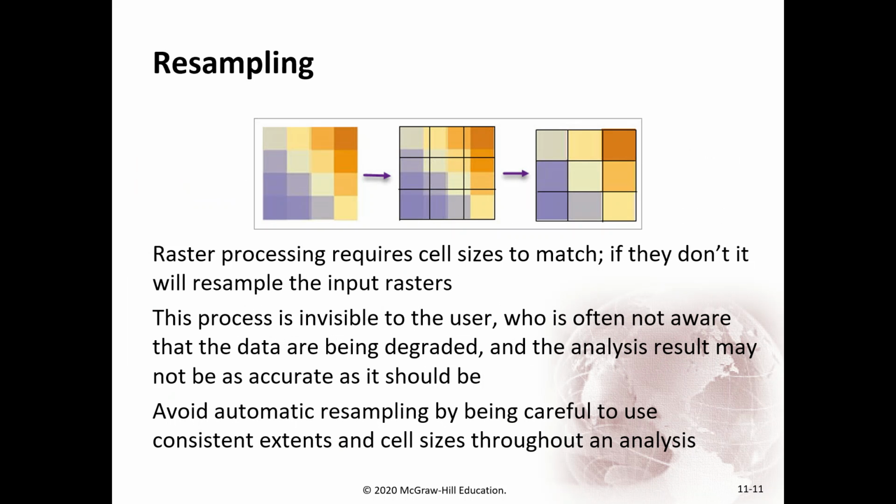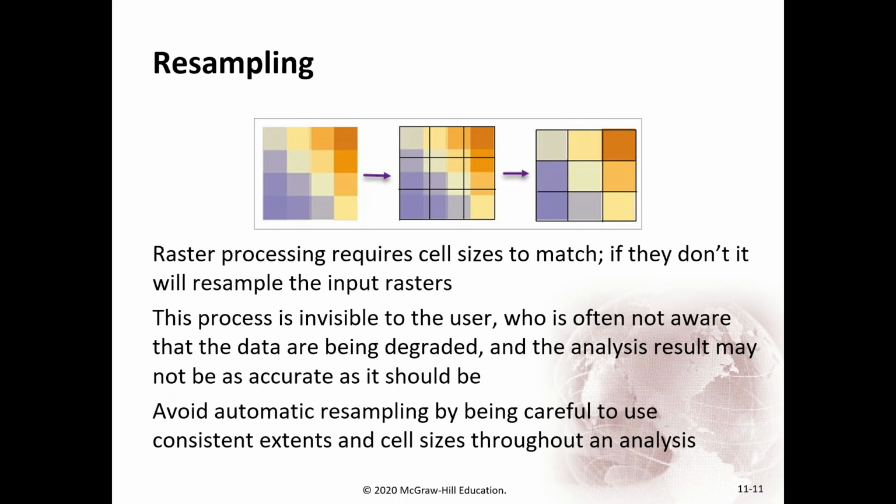So we mentioned resampling. It comes up a lot because raster processing requires these outputs to match. So when we do an overlay, things get resampled before we combine them. So we want to avoid automatic resampling. You really want to use consistent extents so you don't need to resample more than you have to.